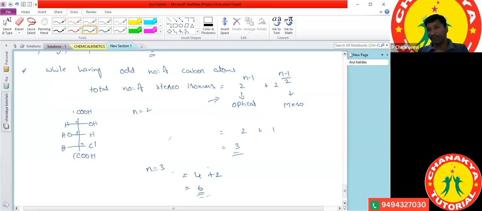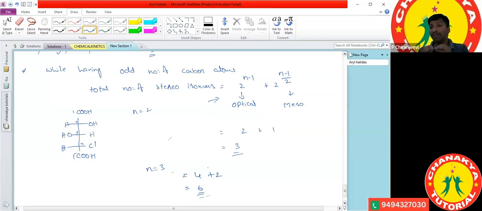And resolution, one term is there. What is meant by the resolution? Do you have any idea? Resolution is exactly opposite to the racemization. It is the process of the separation of the racemic mixture into individual D and L isomers, which is called resolution. So this is about the isomerism of the haloalkanes and haloarenes.